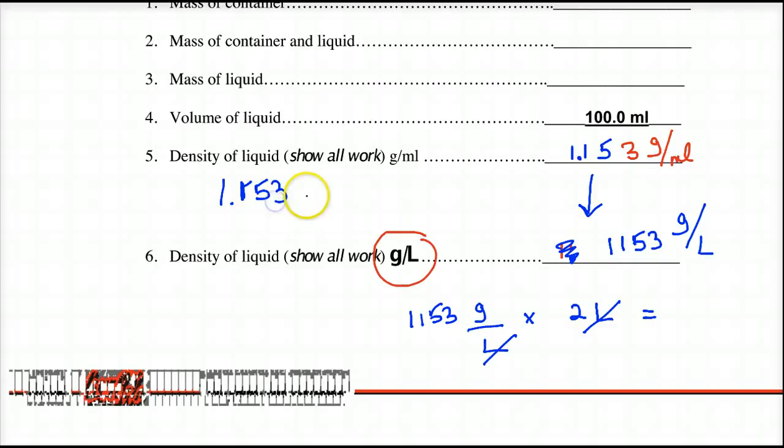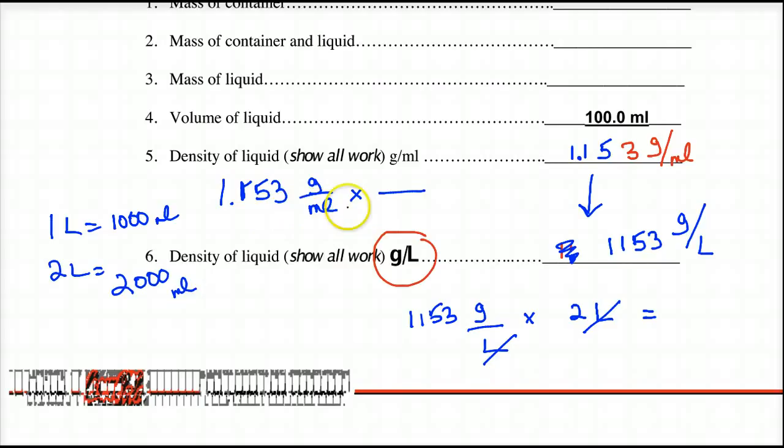If I use 1.153 grams per milliliter using my units, now to get to 2 liters, how many milliliters do I need? I know that 1 liter is 1,000 milliliters, so 2 liters is equal to 2,000 milliliters. So if this is grams per milliliter, then I have to times this by 2,000. This is the grams per milliliter, times 2,000, and of course that would give me the same answer. So that's how I'm doing that question.